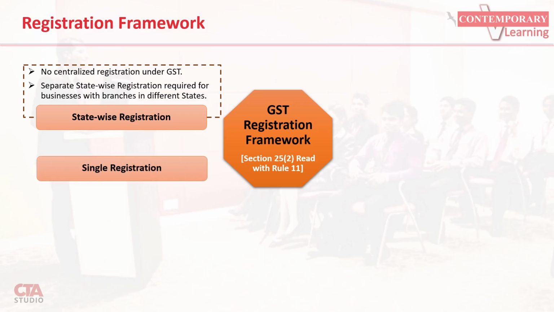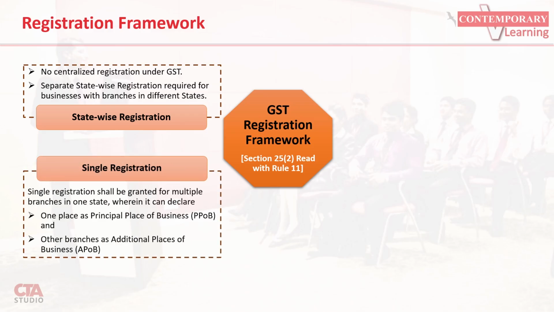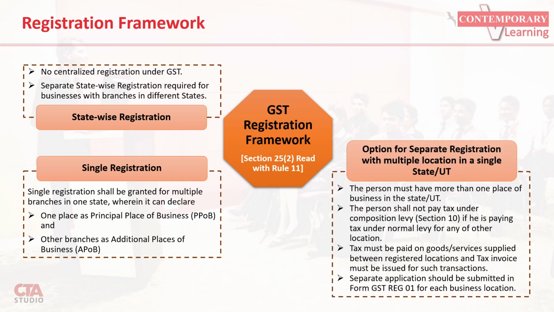Single registration. However, within a single state, you get single registration for multiple branches. You can declare one place as principal place of business, PPOB, and other branches as additional places of business, APOB. This simplifies compliance within a state. Option for separate registration with multiple locations in a single state or UT.